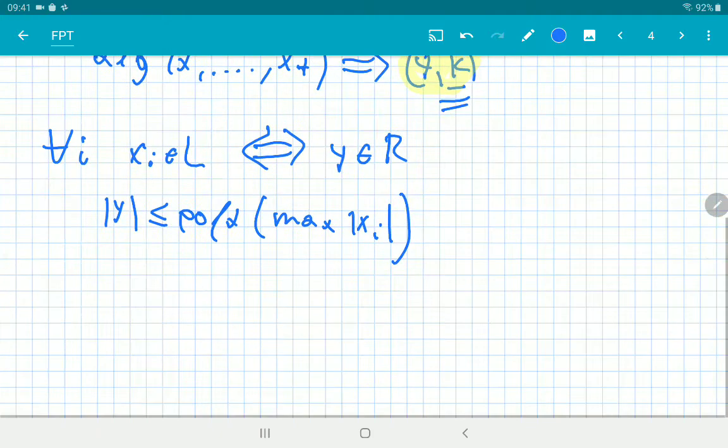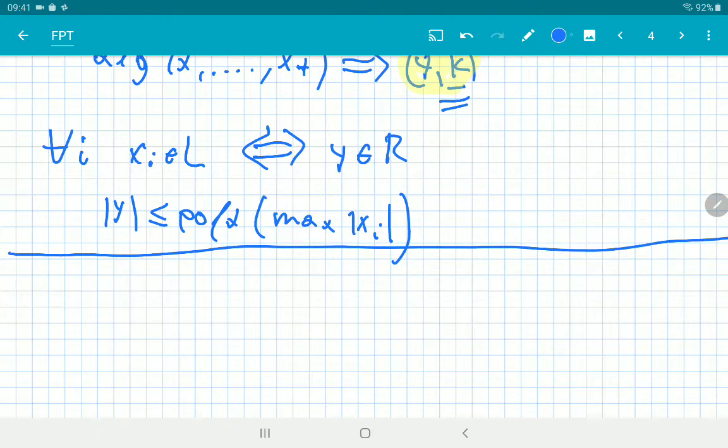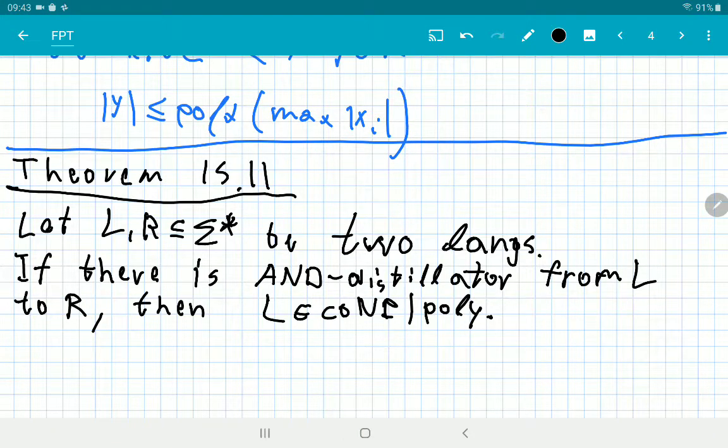In particular, one gets the following theorem. The book claims that this theorem is quite hard, unlike the old version. I have no reason to doubt that they are telling the truth. So this is theorem 15.11. It states that if we have an n-distillation from L to R, two languages, and notice that R might not even be decidable, then L immediately belongs to coNP/poly.